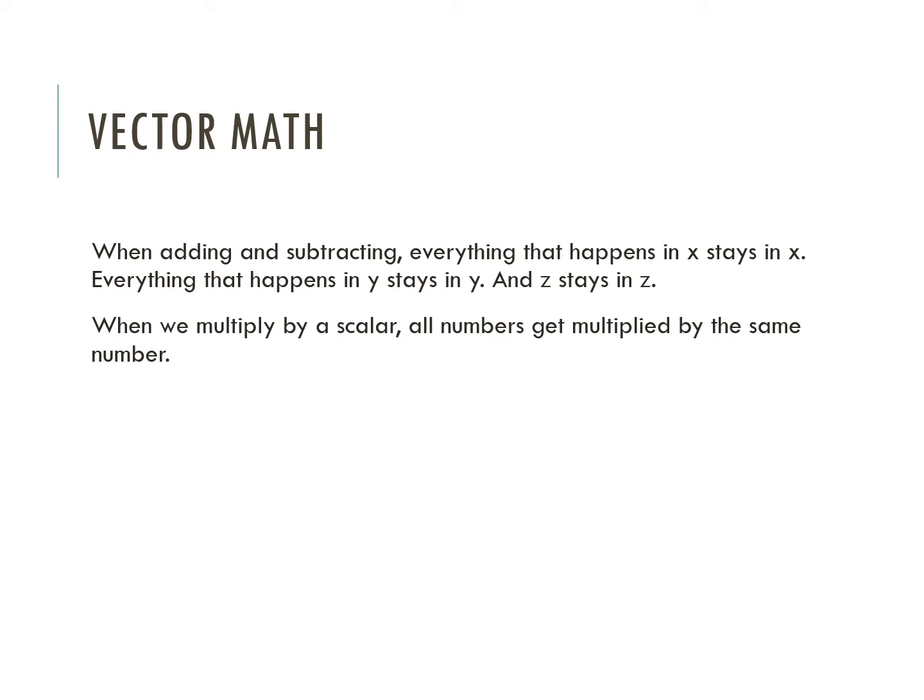We cannot add an x value and a z value together. It does not mathematically work out because we're working in totally different directions. So we can't just add random values together. When we multiply by a scalar, so let's say we have some vector and we want to multiply it by 2, we multiply all of the values by 2, or whatever the scalar value happens to be. Primarily what we're going to be doing is dealing with adding and subtracting vectors. So let's go ahead and practice that.